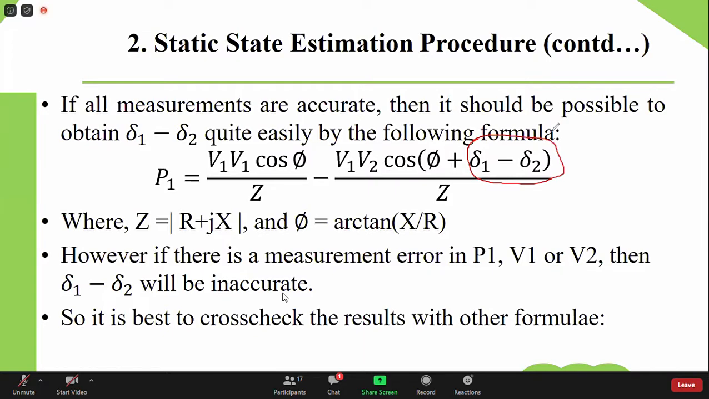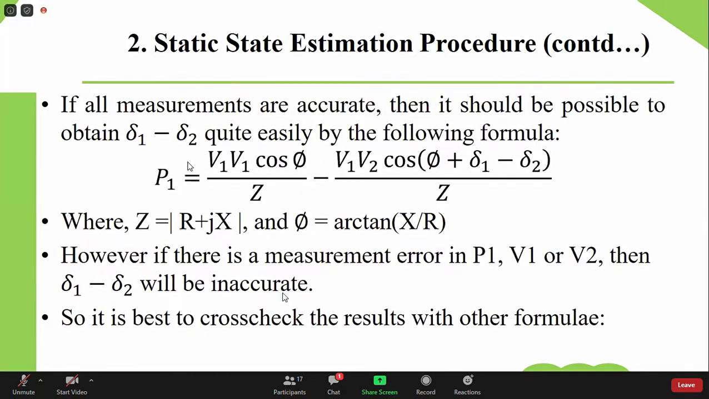So it is best to cross-check the result with other formulas. If you use just this one formula and you have not recorded this correctly, or let's say the P1 value is 0.001 per unit, then what we do is say this 0.01 is very small, so let's neglect it and take 1. Similarly, you will take this. So if you use just this single formula to estimate, it will not give an accurate power system state. So it is better to cross-check with other formulas.